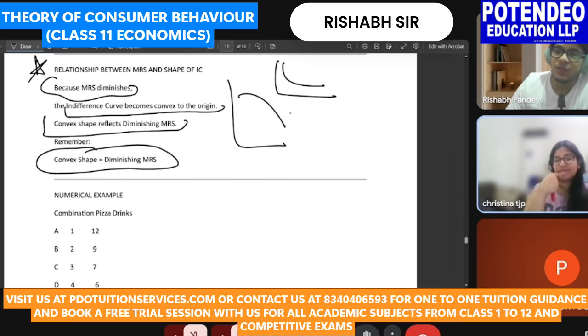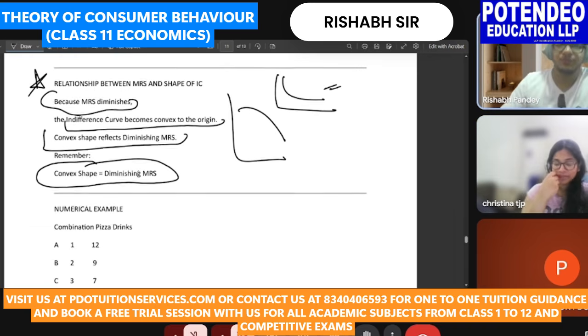Which one then is convex? The second one is convex. This or this? Second one, the one on top. Got an understanding? Please write this down.